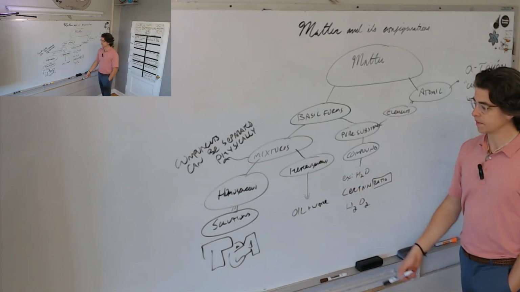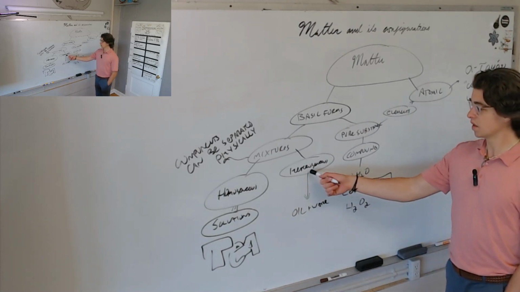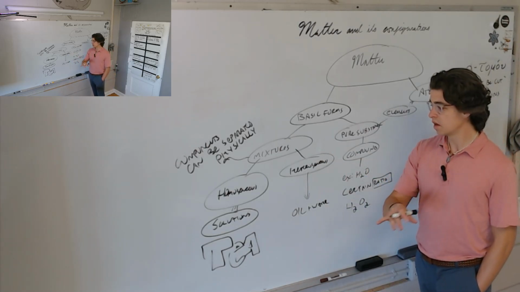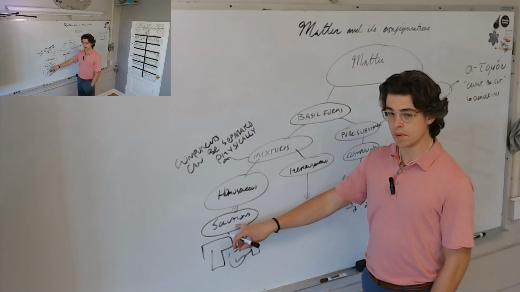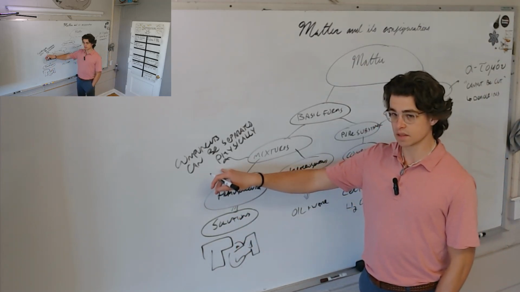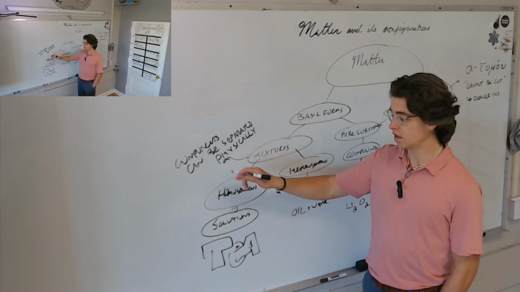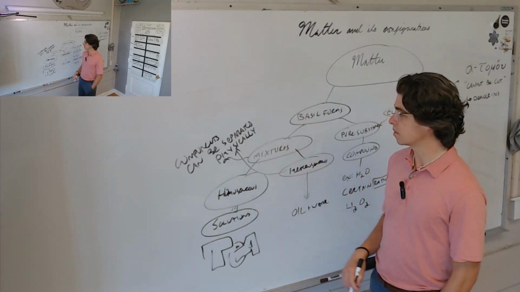So oil and water would be an example of a heterogeneous mixture. You can tell the difference. You can physically see the different components. Whereas in a homogeneous mixture, you can't tell them apart, but they can still be separated physically. A heterogeneous mixture can be separated physically too. It's just that you can tell them apart. So in mixtures, they can be separated physically.